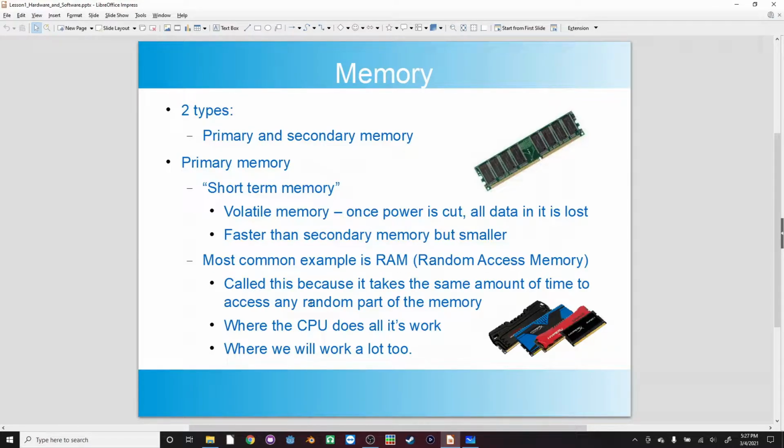It's called random access memory because it takes the same amount of time for a CPU to access any address or any location inside the memory, right? RAM tends to be very, very fast, but a lot smaller than secondary memory. And it cannot hold the memory. That's why it's called volatile memory. It cannot hold it.